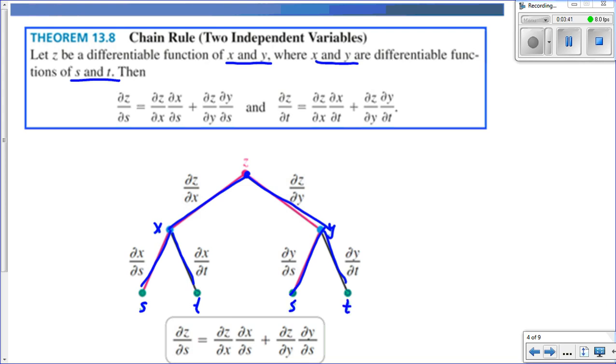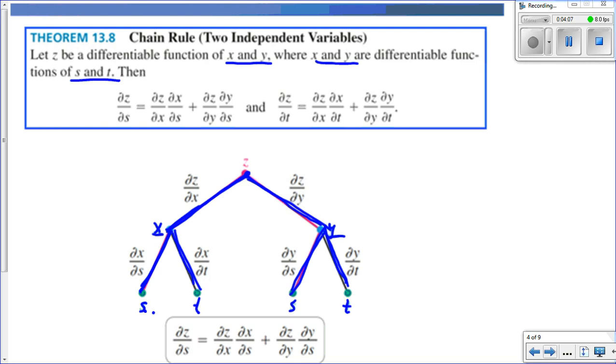Identify each branch. This first one, since we have two variables at this level, there'll be partial derivatives. So the partial of Z with respect to X and the partial of Z with respect to Y. And now these branches, because there are two independent variables for X, it's the partial of X with respect to S and the partial of X with respect to T. Likewise, the partial of Y with respect to S, the partial of Y with respect to T.